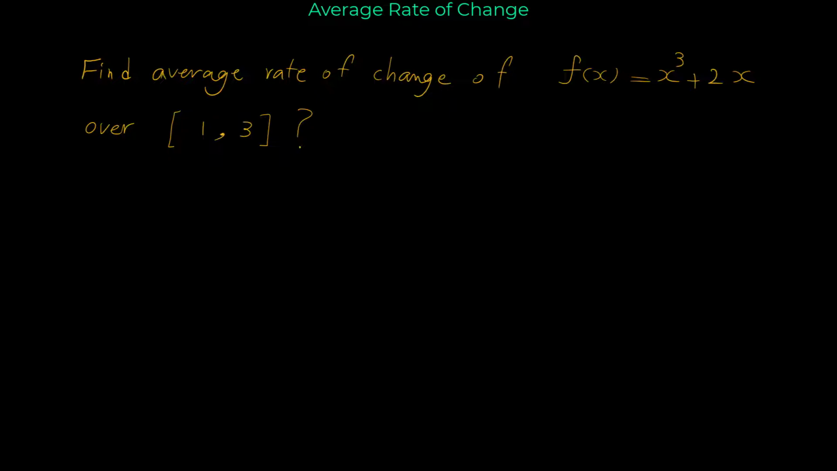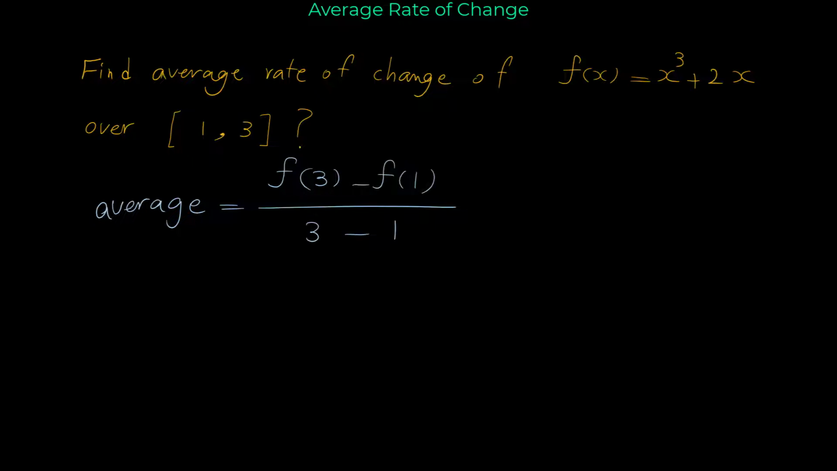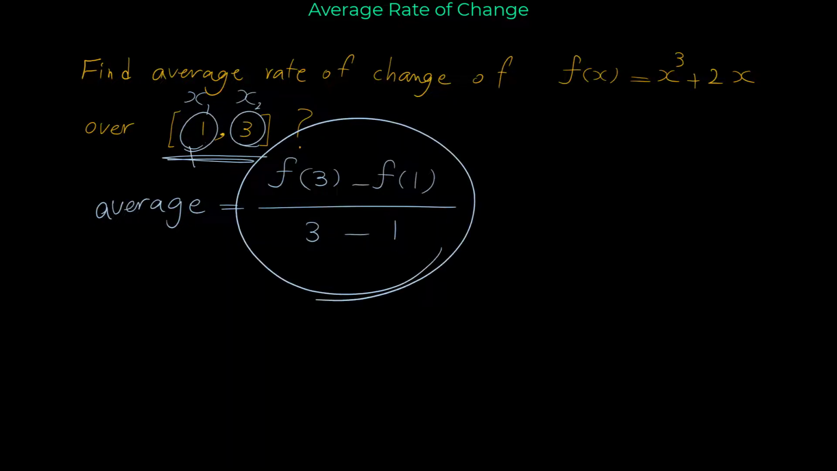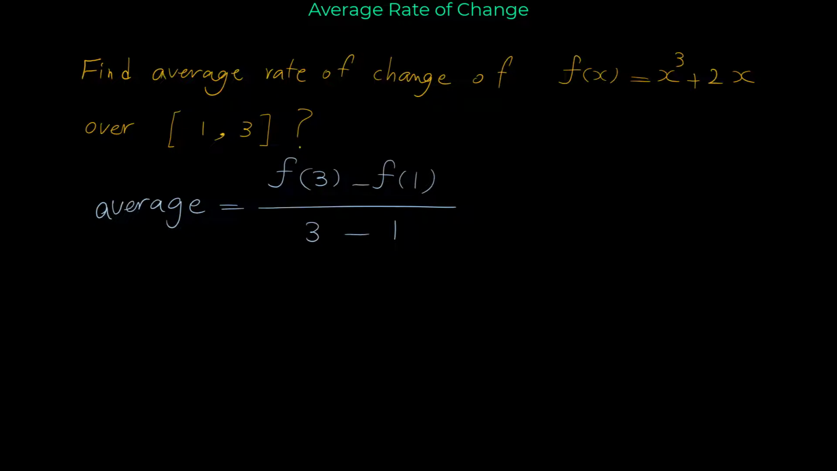So we have a function and we want to know what is the average rate of change of this function over this interval. Based on the definition of the average rate of change, we have to find f of 3 minus f of 1 over 3 minus 1, because here x1 is 1 and x sub 2 is 3. So for finding the average rate of change, we have to find this ratio.